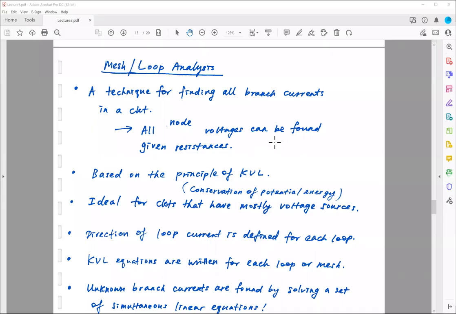Okay, so now we will move on to our next topic, which is mesh analysis, aka loop analysis. Mesh analysis is a technique for finding all branch currents in a circuit. All node voltages can be found if given resistances. Such a technique is based on the principle of KVL, and as we know, KVL is based on conservation of potential energy. Such a technique is also ideally suited for circuits that have mostly voltage sources, as you will see in examples.